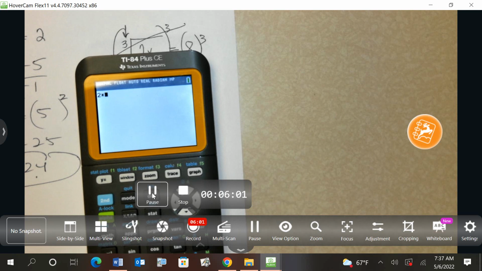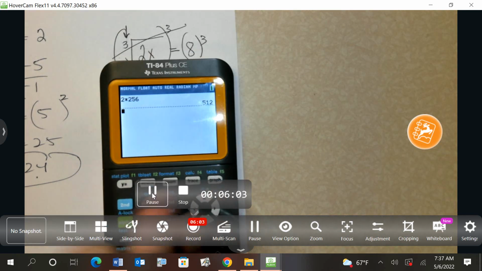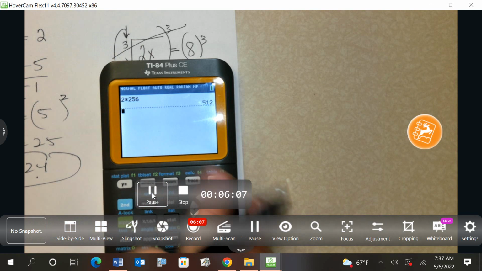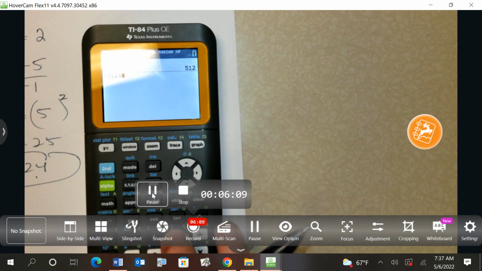So 2 times 256. Now, how do we type in the nth root of 3? Remember, this is the same as 1/3. So I could put 512 in parentheses.